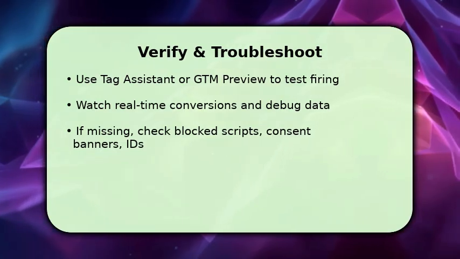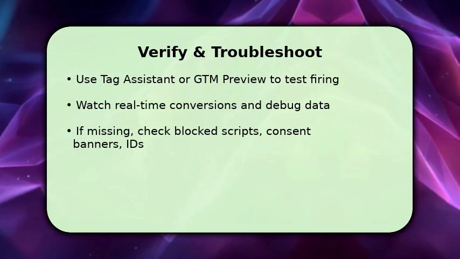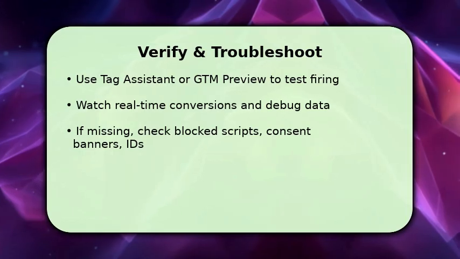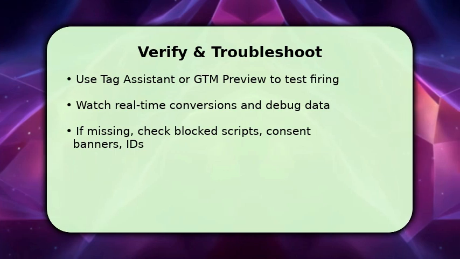If conversions are missing, make sure no consent banner blocks scripts, confirm ID and labels match, and that triggers are not too restrictive. If problems persist, simplify to a single test conversion and rerun diagnostics to isolate the issue.